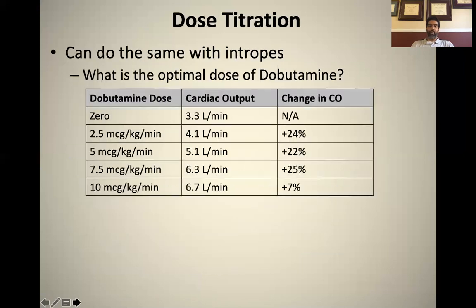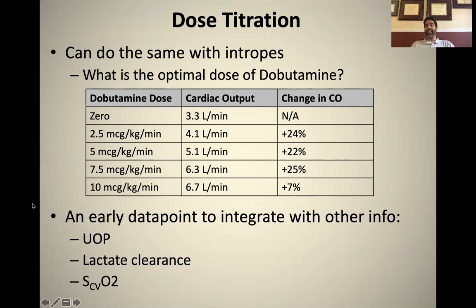Can do the same thing with other things like inotropes. So this is another patient in whom we started dobutamine, and you can see that the cardiac output from 0 mics per kilo per minute of dobutamine all the way up to 7.5 gets you a pretty appreciably large increase in cardiac output. When you hit 10, from 7.5 to 10, it doesn't change all that much. So you've kind of plateaued here. So this is another way of helping you titrate things like inotropes.